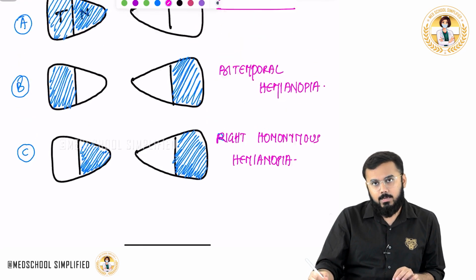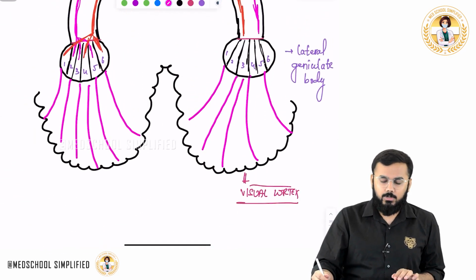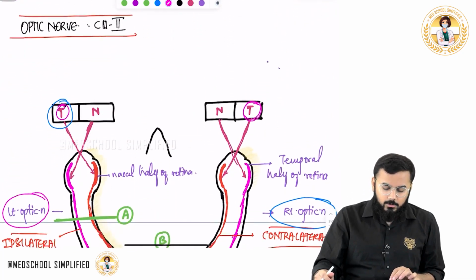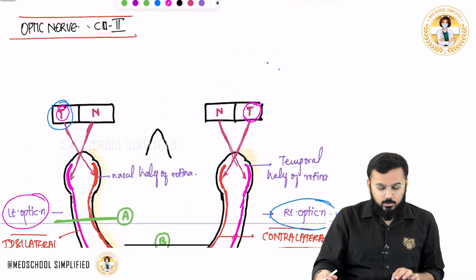Right homonymous hemianopia. So these are some of the lesions which you need to know, right? So this is all you need to know about cranial nerve number 2, that is your optic nerve.